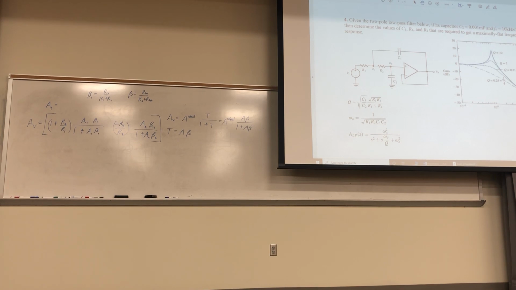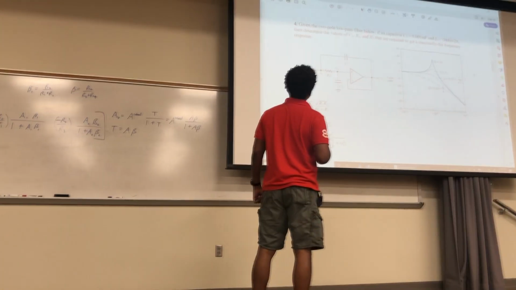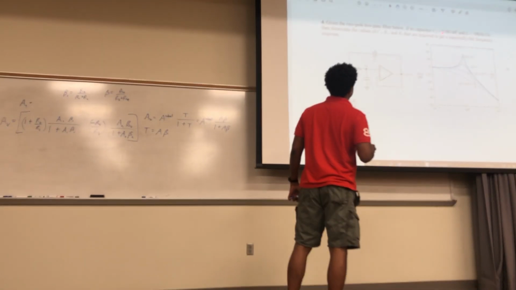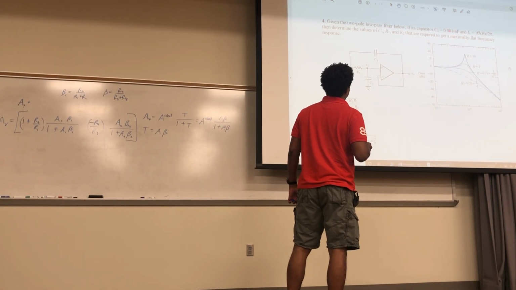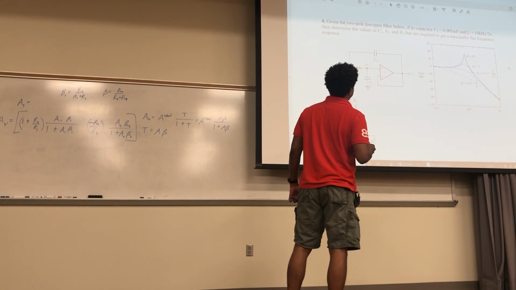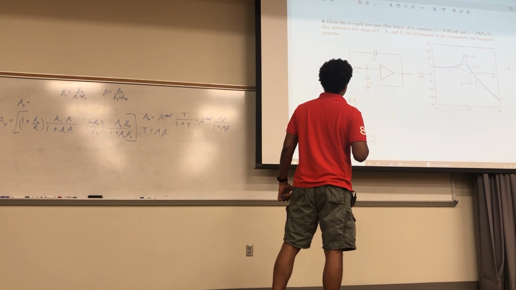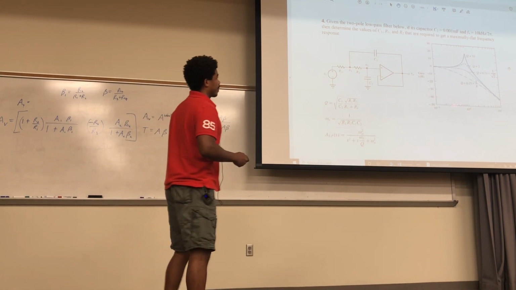Okay, on this one right here, it says, given the two-pole low-pass filter below, if the capacitor C2, which is right here, is 0.001 millifarads, and the frequency F0 is 10 kilohertz per 2 pi, then determine the values of C1, R1, and R2 that are required to get maximally flat frequency response. Okay, so a picture is given to you.